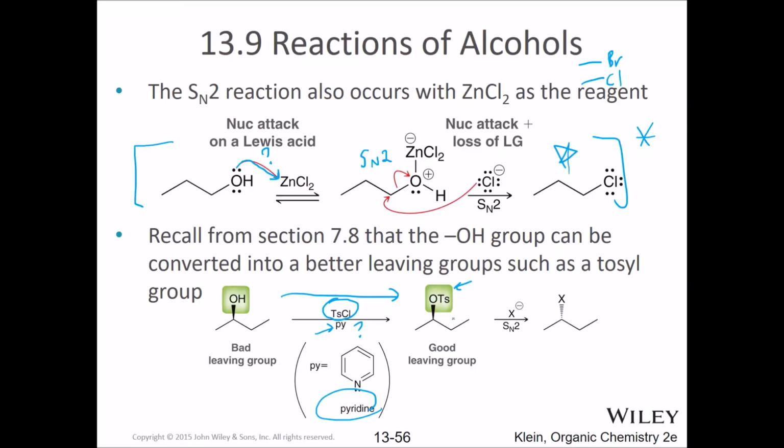Now that we've got a good leaving group, and we have a nucleophile, aha, that comes in and replaces it. You see here that we've got inversion of configuration, right? Can you see that? This is coming out toward us. This bond is going back behind the paper. Okay, that's inversion of configuration. Look at that word.